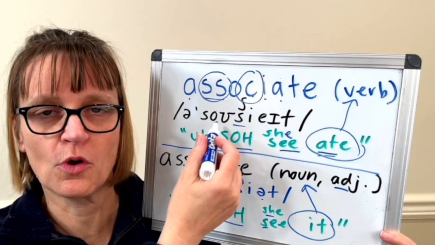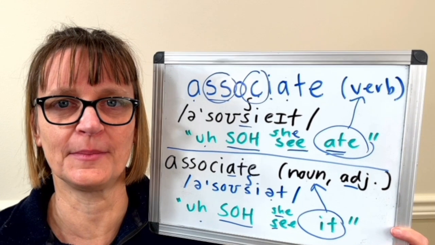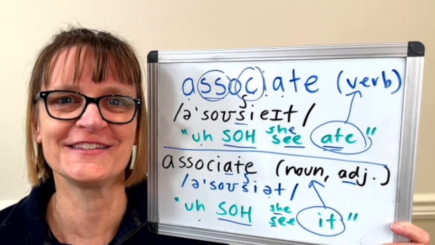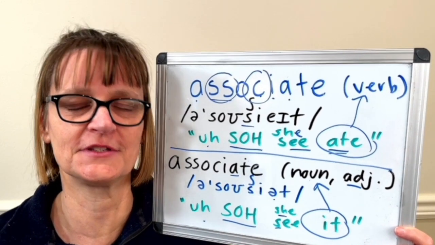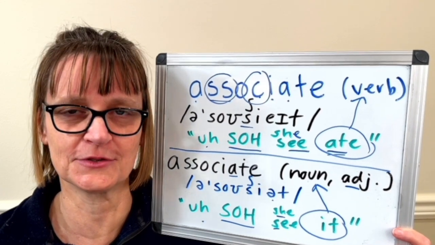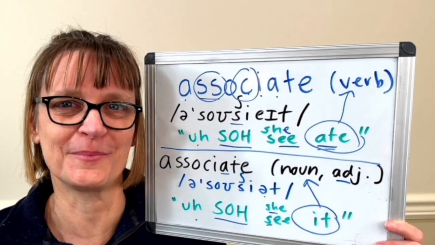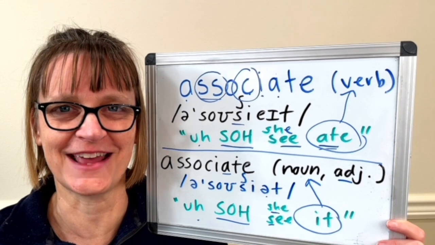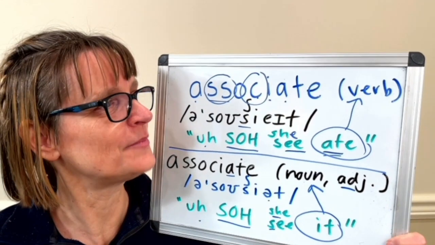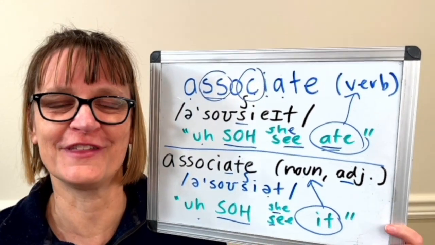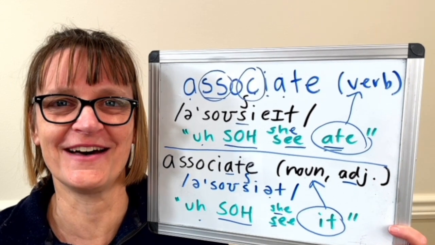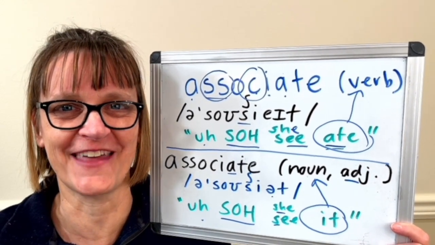I think you're more likely to use the verb, except if you have something where you're talking about your associates or you have a role like an associate, then those are the opportunities you would have to use this word as a noun or an adjective. Most commonly, I would believe that associate is used as a verb, but I may be wrong on that.